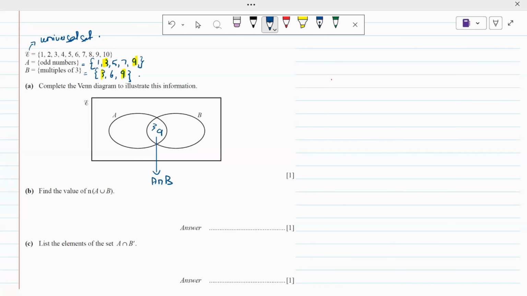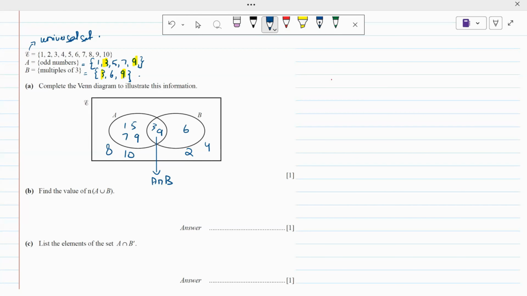For set A, the remaining elements are 1, 5, 7. For set B, the remaining element is 6. The elements which are neither in A nor in B go outside the sets. So we have 2, 4, 8, and 10, and they will go outside. This is how we complete the Venn diagram.